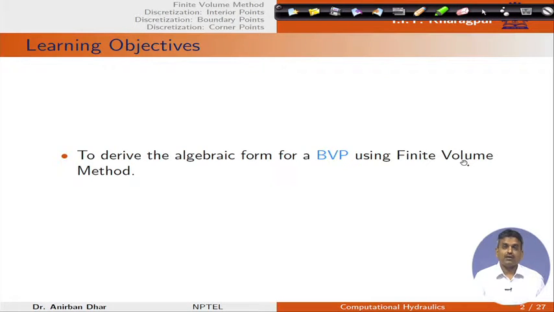What is the learning objective for this particular unit? At the end of this unit, students will be able to derive the algebraic form for a boundary value problem using finite volume method.